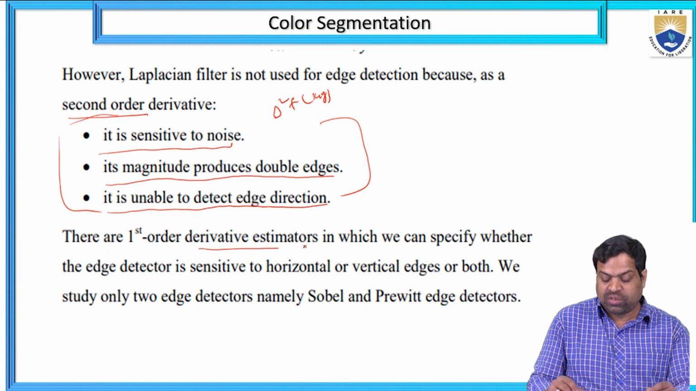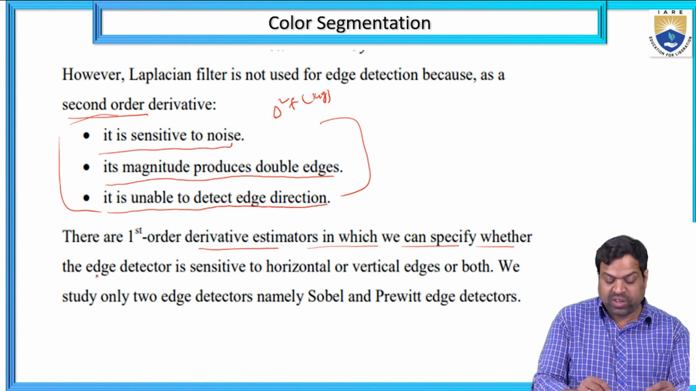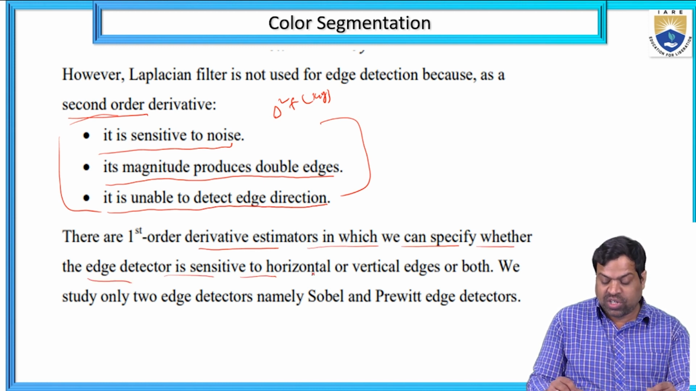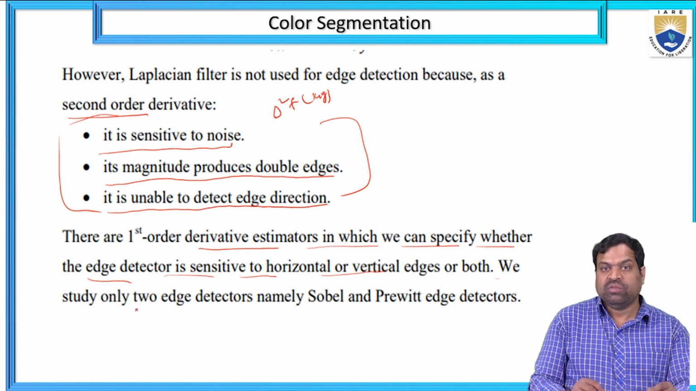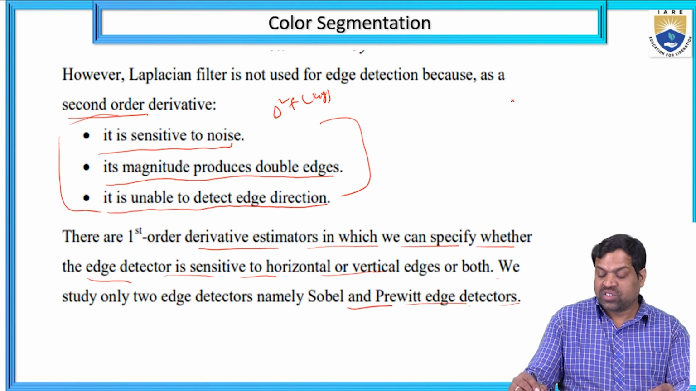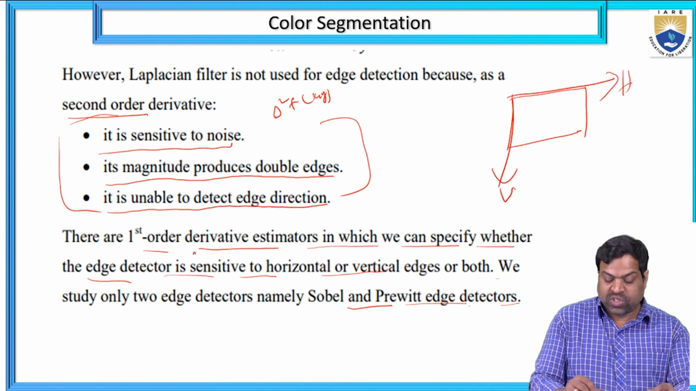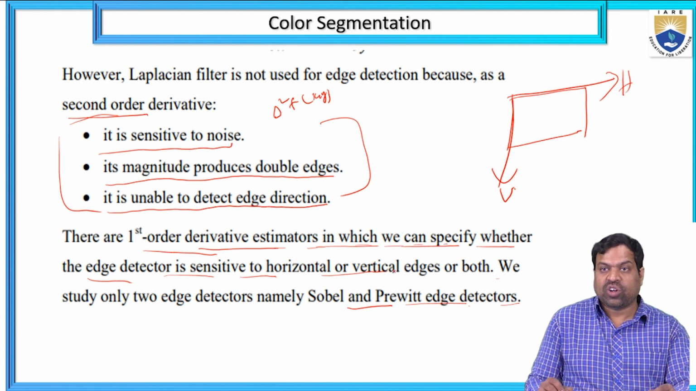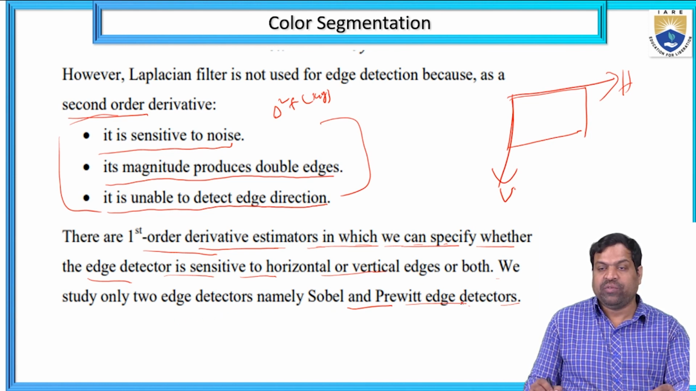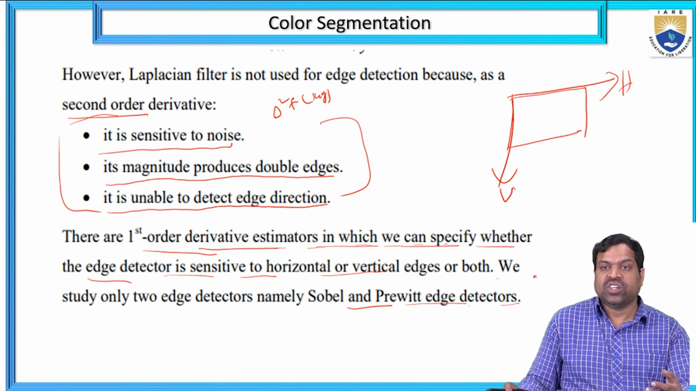There are first order derivative estimators in which we can specify whether the edge detectors are sensitive to horizontal or vertical edges. We study only 2 edge detectors, namely Sobel and Prewitt. So when I am taking the image with horizontal or vertical, first order derivative estimates specify the edge detection sensitivity to horizontal or vertical edges or both. We study only the Sobel and Prewitt edge detectors. So we can discuss Sobel and Prewitt with the horizontal and vertical.